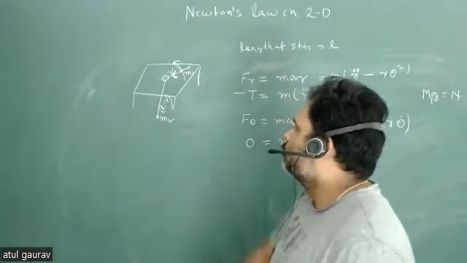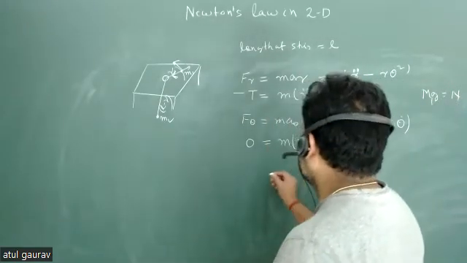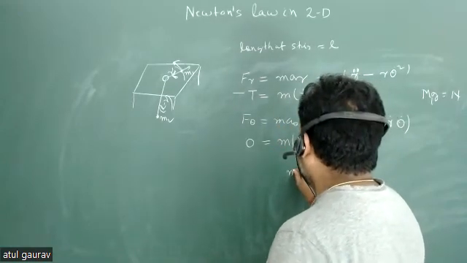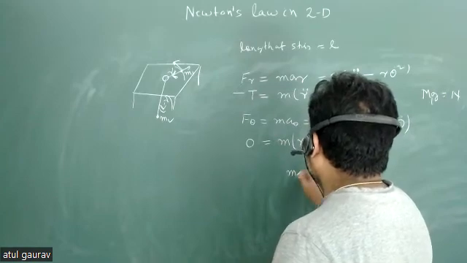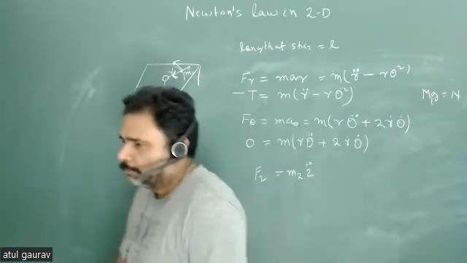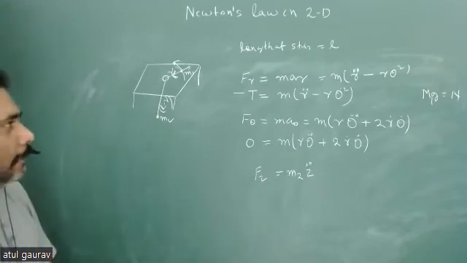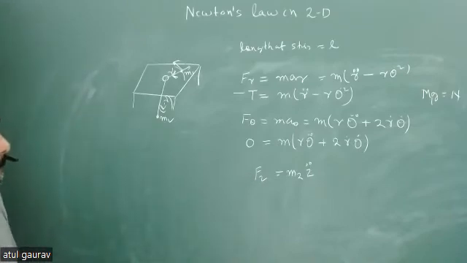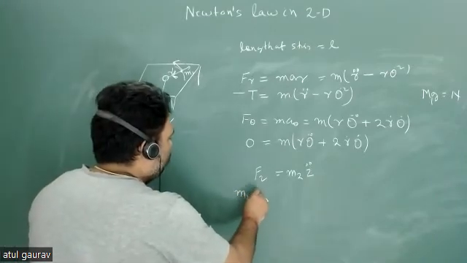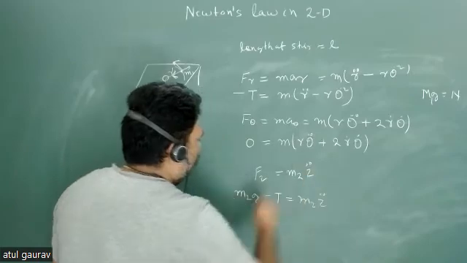Now let's try to go for M2. So what will be the force on M2? In which direction? Z cap direction. So you have M2 Z double dot is equal to Fz. What is this particular Fz? M2 g minus T. Yes, that value is M2 g minus T is equal to M2 Z double dot.